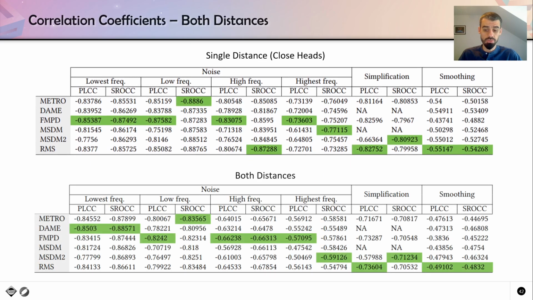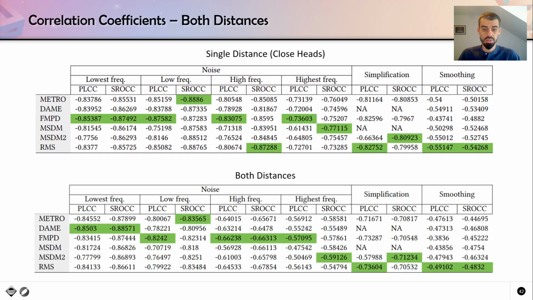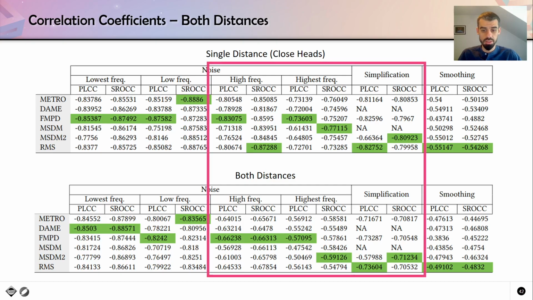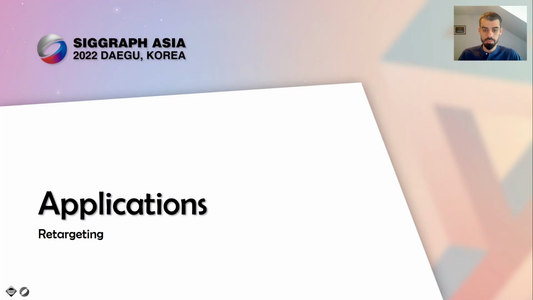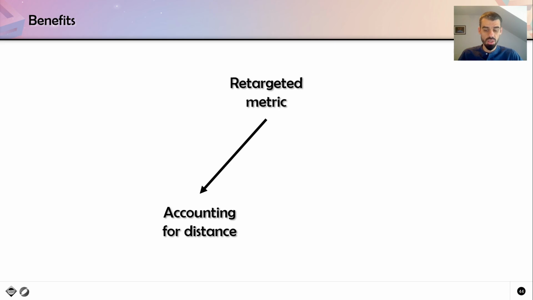When we check correlation for both distances at the same time, the correlation becomes much worse, especially for the distortion types that are dependent on the viewing distance, that is, higher frequency noises and simplification. This shows how important it is to provide metrics with an ability to work with different viewing distances. That's why we decided to retarget the state-of-the-art metrics. But this is only one of the reasons.